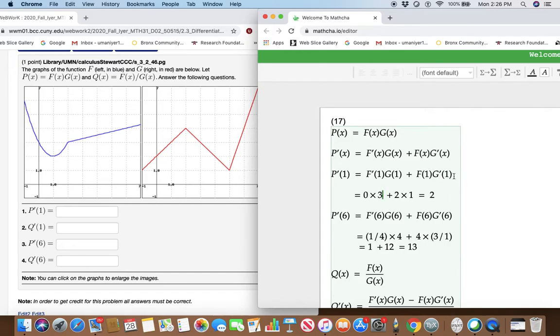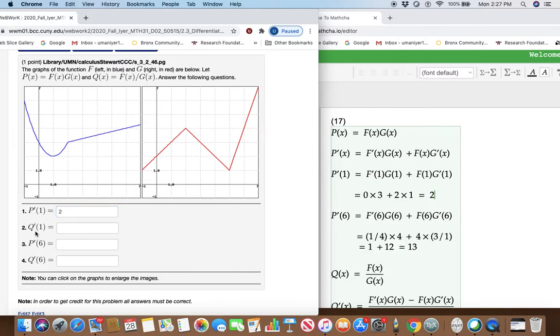What about derivative of g at 1? At 1, what's the derivative? Well, this is a line segment, right? So what's happening here? This line segment has a rise of 1 for every run of 1. 1 over 1. So derivative here is constant 1. So p prime at 1 is going to give me 2.